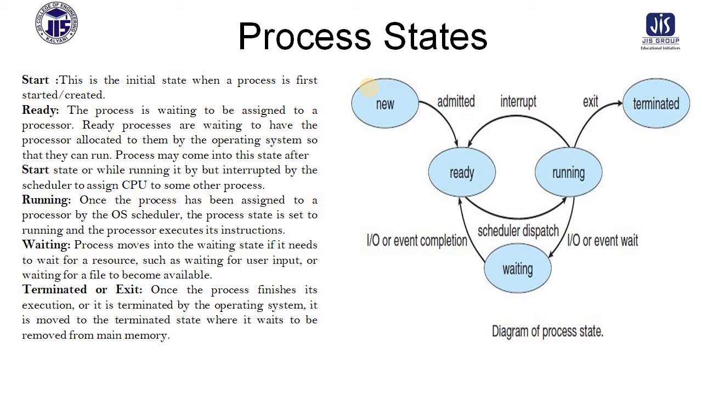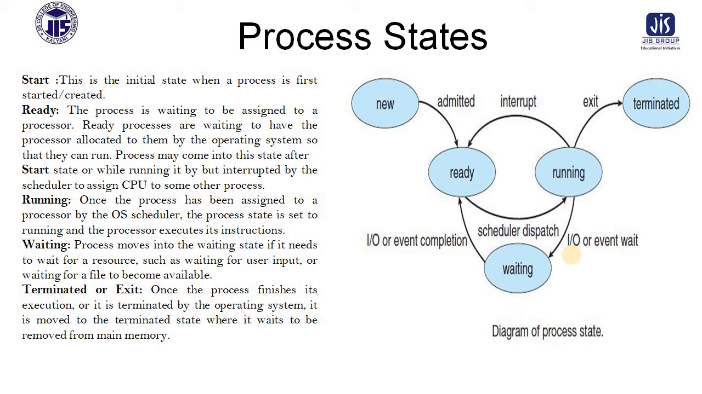Next, after being admitted into the system, a process will be in the ready state. The ready state is nothing but a waiting condition where the process is getting ready to be executed. Next, from this ready state it will go to the running state. Running state means it is actually getting the attention of the CPU. Next, from the running state a process can move to the waiting state.